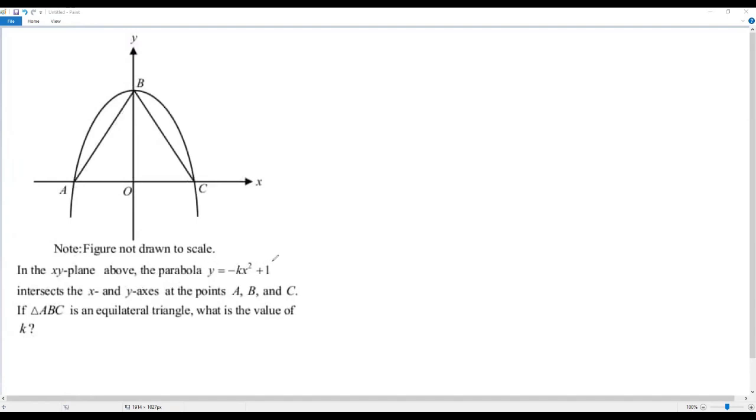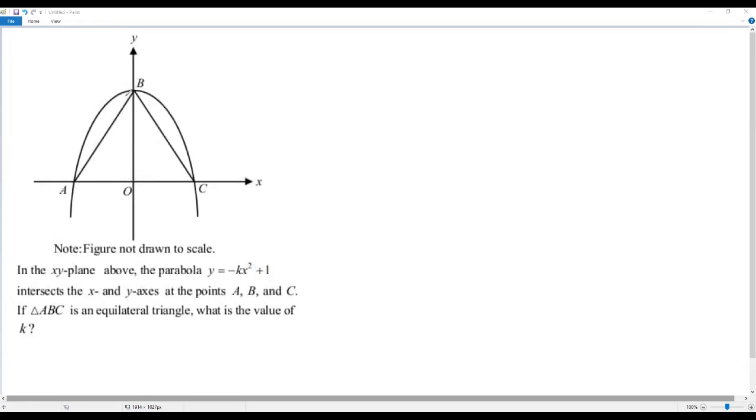Okay, in the given equation of the parabola, we have to get the value of the constant k. To get the value of this constant k, we need a point on the parabola. Once we get a point on the parabola, we can plug that point into this equation and get the value of the constant k. And in the given equation of the parabola, this positive 1 represents the y-intercept of the parabola.